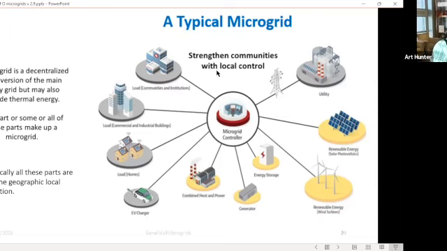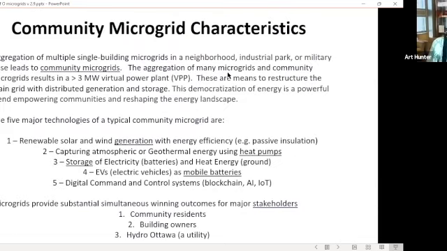Now, when we take a look at aggregating many of these, we then call this a community microgrid. And if you aggregate many of them to get an equivalent power production greater than 3 megawatts, we call that a virtual power plant. And of course, these are ways to restructure the main grid with distributed energy and storage.